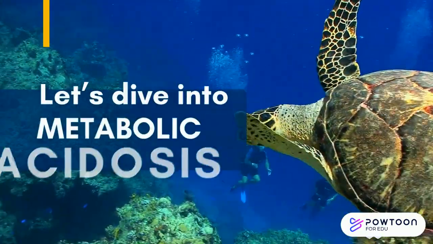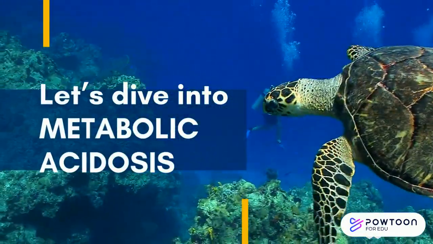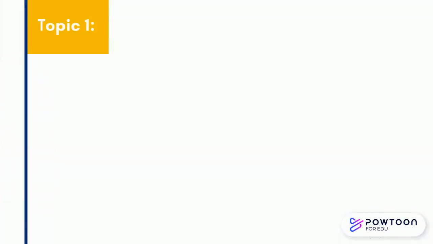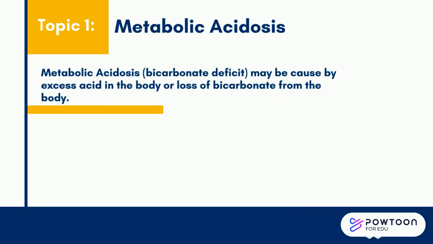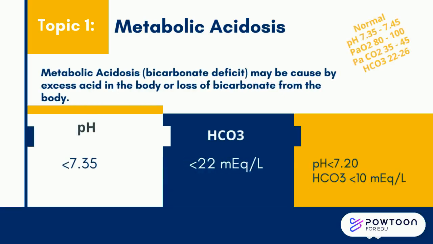So without further ado, let's dive into metabolic acidosis. Metabolic acidosis is basically a bicarb deficit. Something's going on metabolically that's causing us to either lose bicarb or we're not producing enough. If you have less bicarb, you're going to have an increase in those hydrogen ions, which will make you acidotic. That'll cause the pH to drop less than 7.35 and bicarb to drop less than 22.